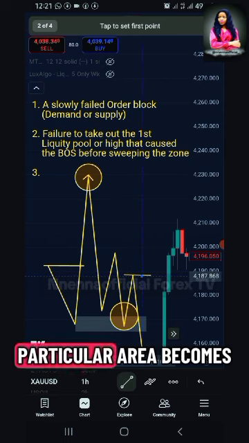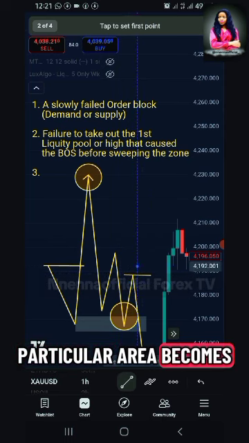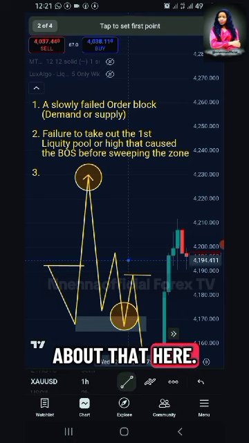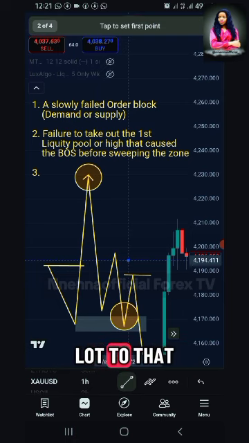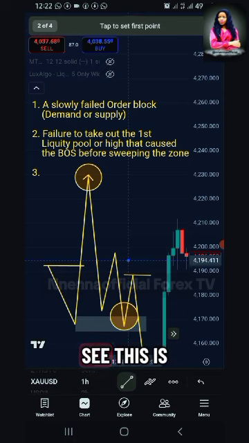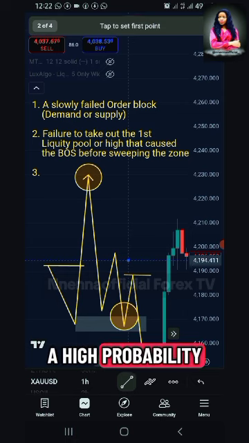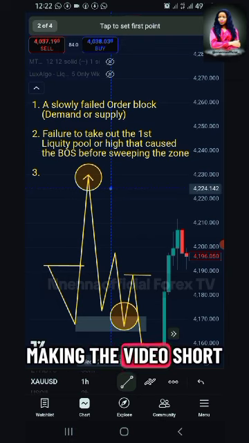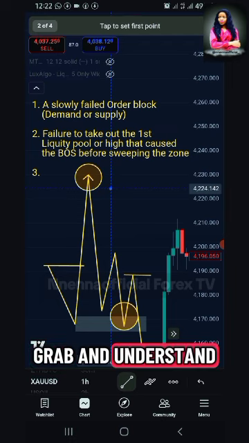So now this particular area becomes your next trade opportunity. But I will not be talking about that here. There is a lot to that area as well. But that is all about the number two confluence you must see before you can say this is a high probability flip zone. And I hope you understand this. That's why I'm making the video short so you'll be able to grab and understand very fast.